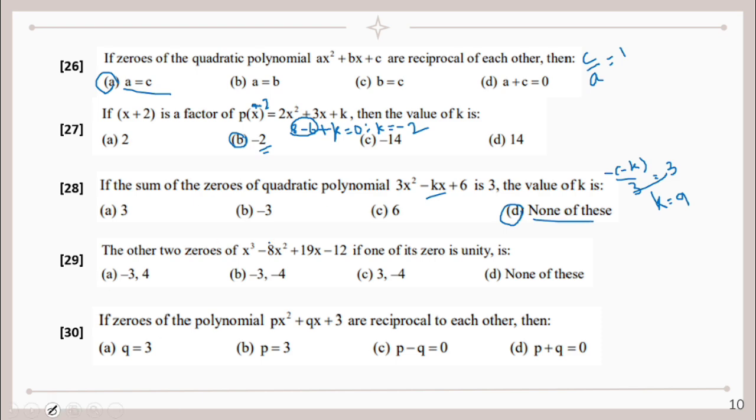Then, the other two zeros of x cube minus 8x square plus 19x minus 12, if one of its zeros is unity.